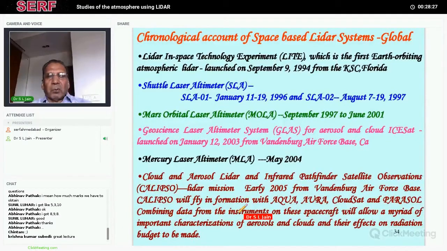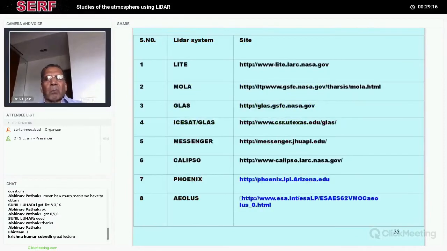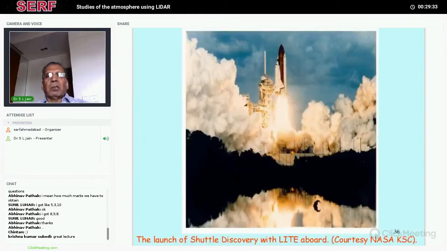And CALIPSO will fly in formation with Aqua, CloudSat and PARASOL, and combining data from these instruments on these spacecraft will allow a myriad of important characterizations of aerosols and clouds and their effects on the radiation budget. I will show a picture of how these satellites are arranged in a systematic way, like a train, one after another. So they give different parameters and the analysis gives you a lot of information. And these are the different space-based systems which have flown and been used for atmospheric parameters with LIDAR systems.